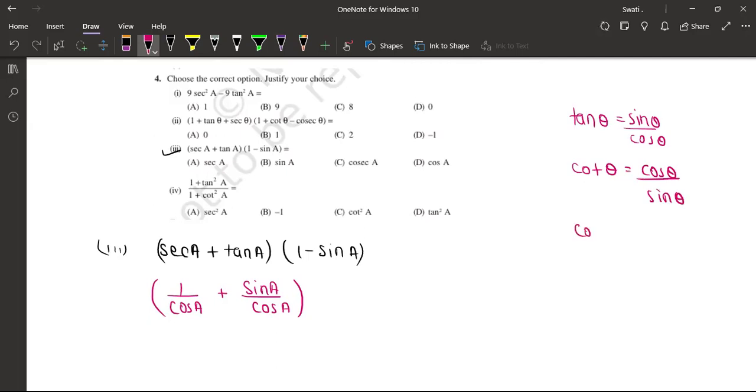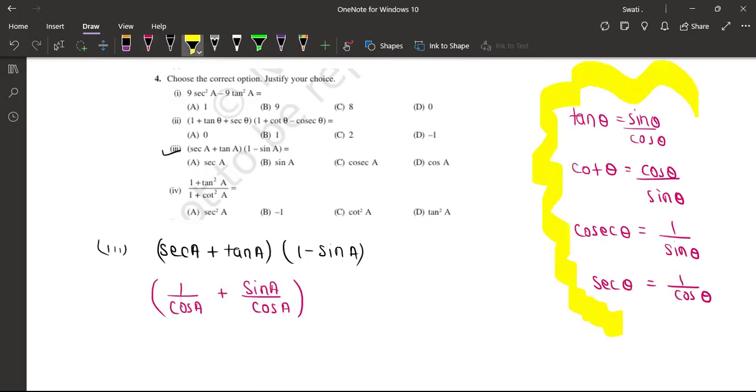And same way remember cosec theta. So I'm just giving you all the trigonometric ratios, how we write them in sin and cos. Cosec theta we can write as 1 upon sin theta and sec theta we can write as 1 upon cos theta. So keep these four formulas in mind. Most of the questions you can solve by converting. Okay? You can take a picture of this part as well.